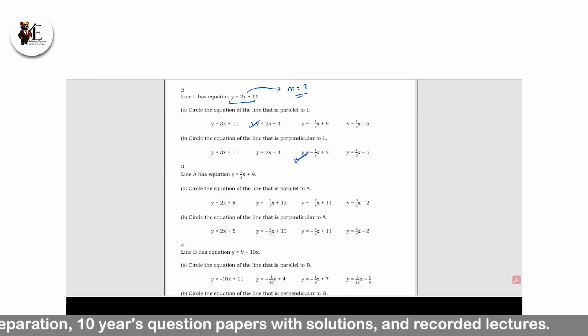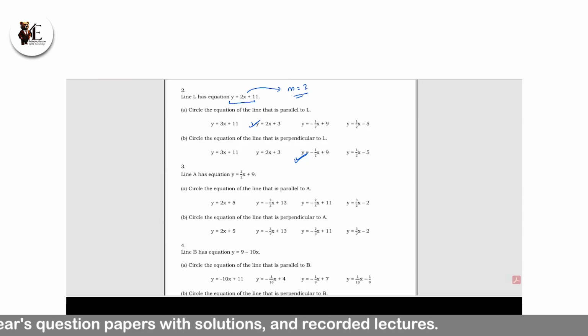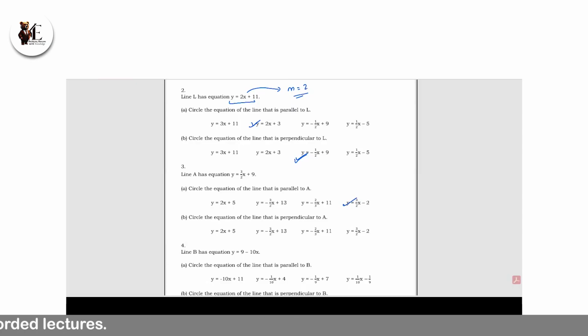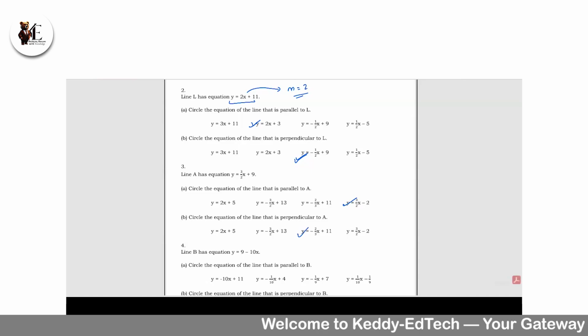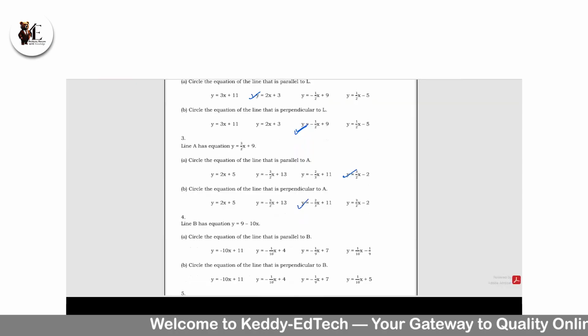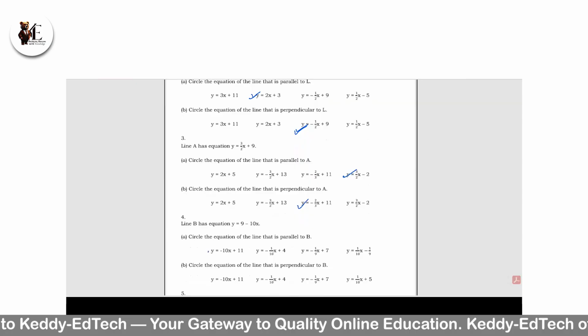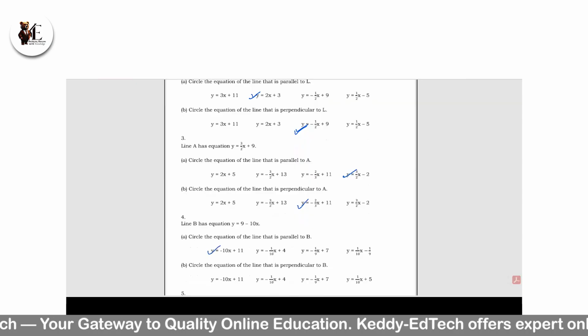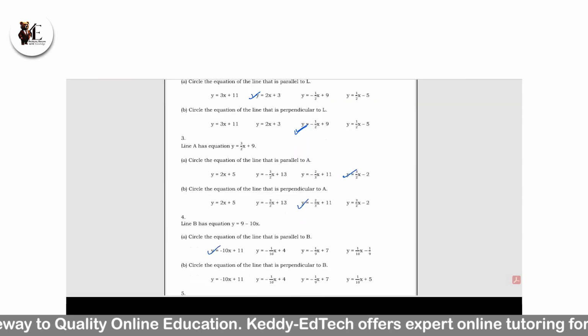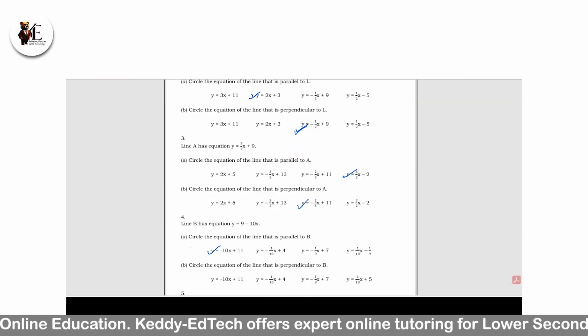Okay, what's your answer for the third question, A and B part? I got y equals 3 over 2x minus 2. Okay, and for B part? I got y equals negative 2 over 3x plus 11. Okay. Yeah, that's correct. And for the fourth question? I got y equals negative 10x plus 11. Okay. For B part? For the B part, you didn't give me that.